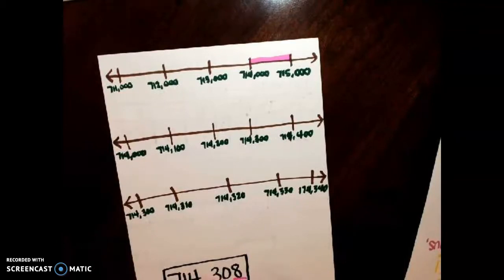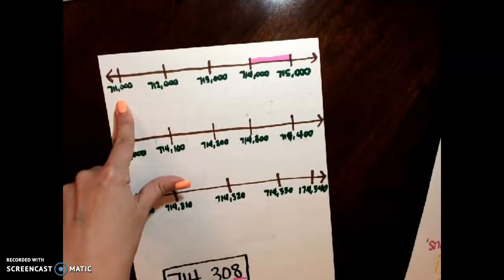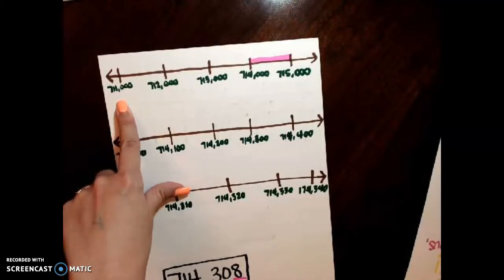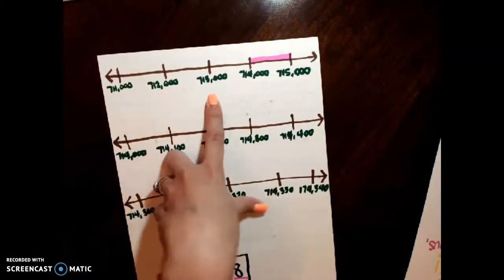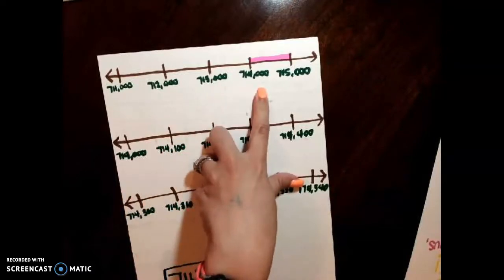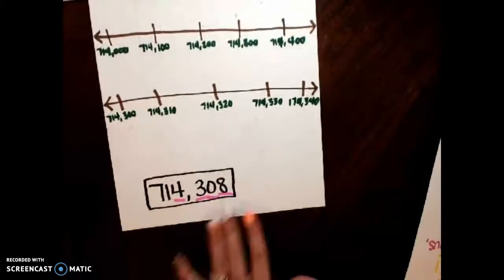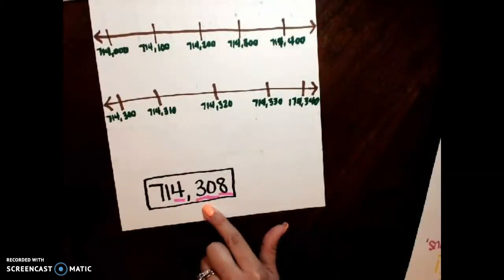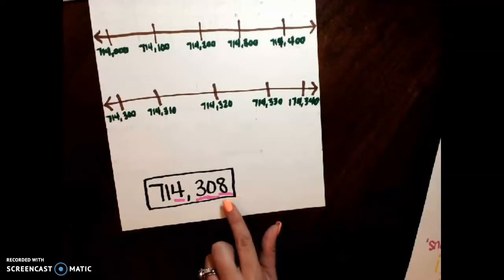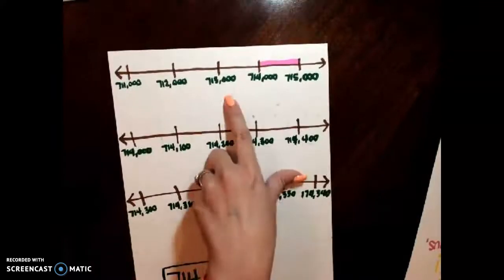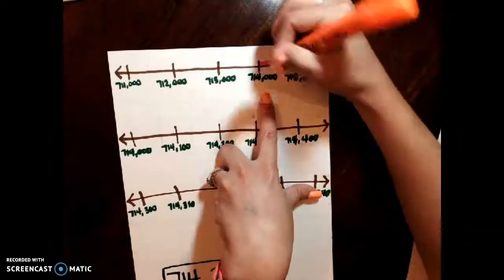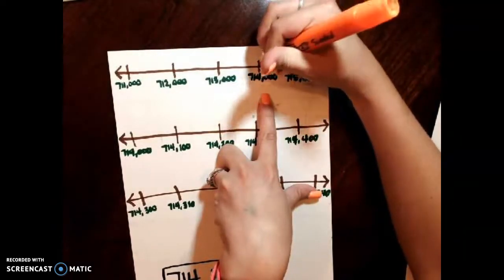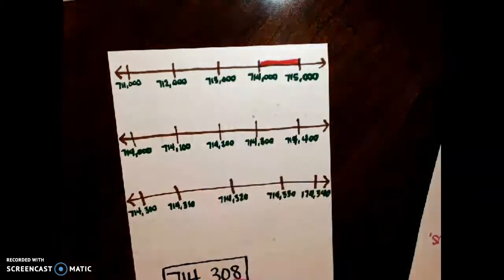So 711,000 is definitely way too small for 714,308. 712,000 is too small as well. 713,000 is also too small, and 714,000 is right on track. But remember, we can't leave behind this 308. Okay, so we've still got to include them. So we don't want to go down. We want to go up. So 714,000 and 715,000 are going to be my best options to put this number in between.